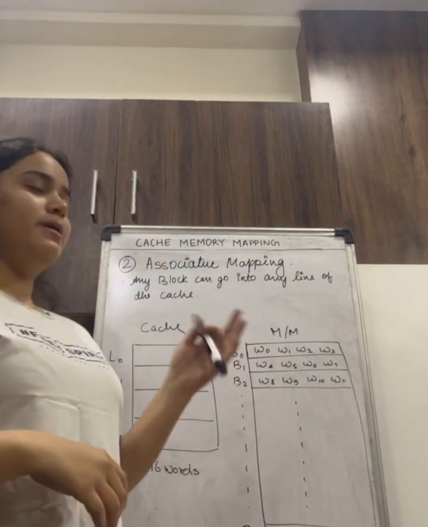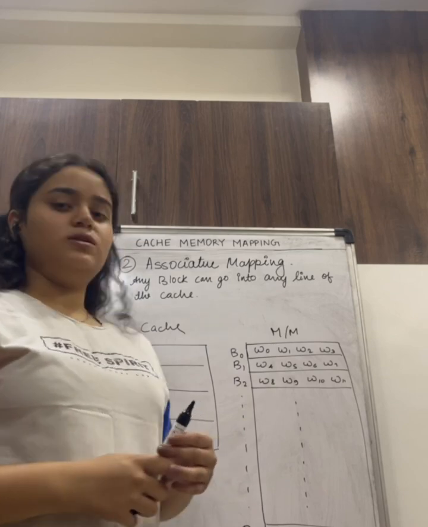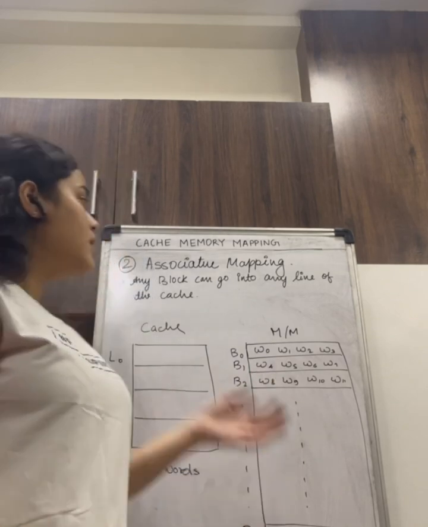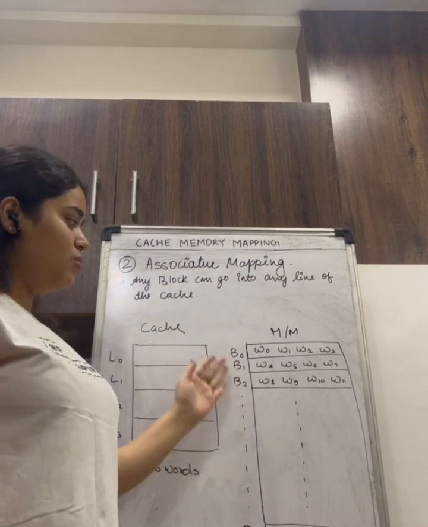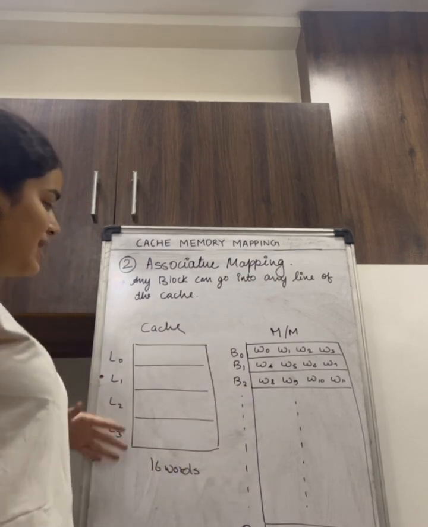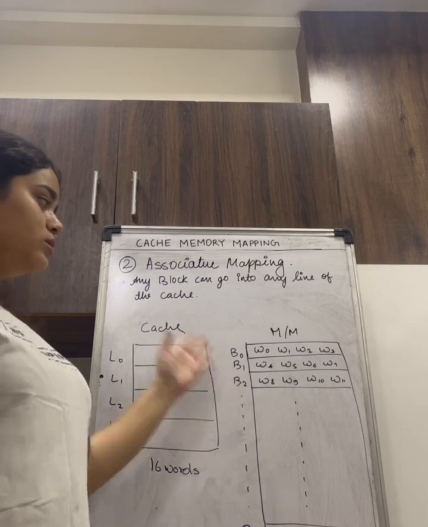About the associative mapping, or we can also say fully associative mapping. In this technique of mapping, any block can go into any line of the cache. From the main memory, any block can go into any line of the cache. There is no restriction for the mapping.